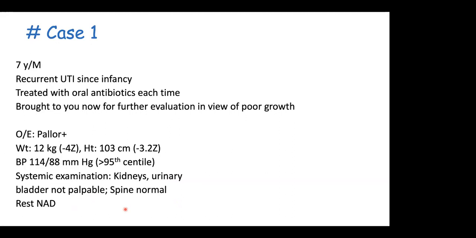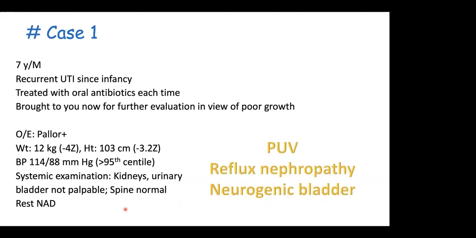So with this history, the possibilities which we would consider are posterior urethral valves and obstructive uropathy, reflux nephropathy, and neurogenic bladder. Now in this case, an important history which we should remember is to ask the mother, especially if it is a boy, is there any poor stream and dribbling which the mother has noted.